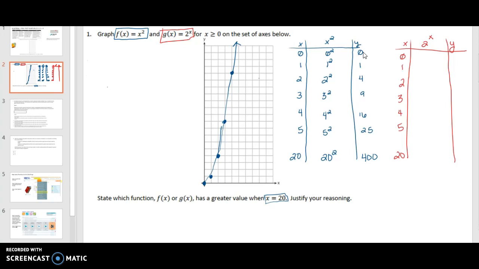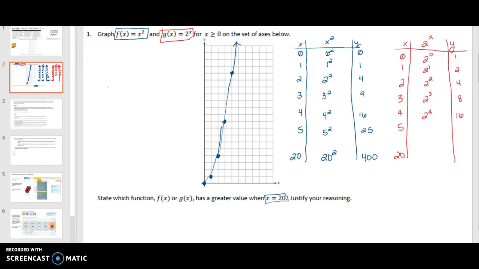So let me get my calculator. So we have 2 to the 0 power. Anything to the 0 power is 1. We have 2 to the first power, which is 2. 2 to the second power, which is 4. 2 to the third power, which is 8. And then we have 2 raised to the fourth, which is 16.